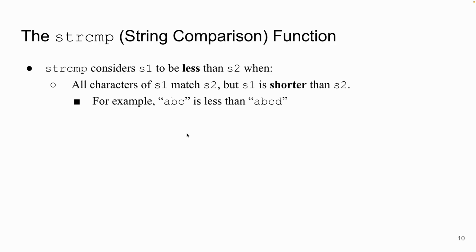The second condition under which string comparison will think S1 is less than S2 is when all the characters of S1 match S2, but S1 is shorter than S2. For example, ABC is less than ABCD. So this is easier to understand.